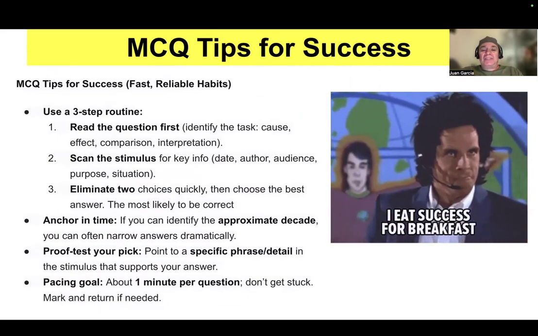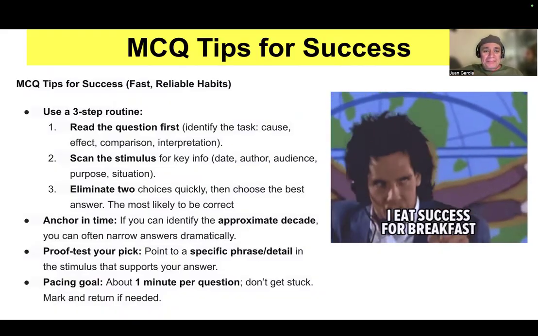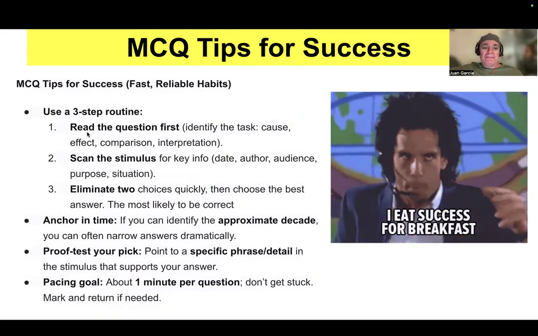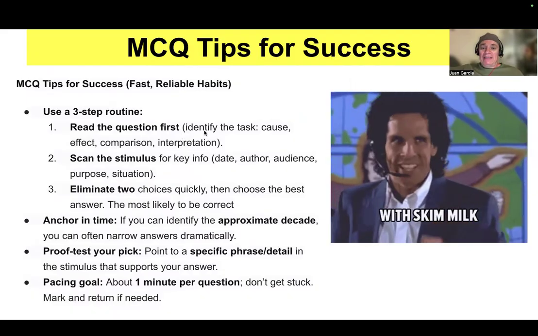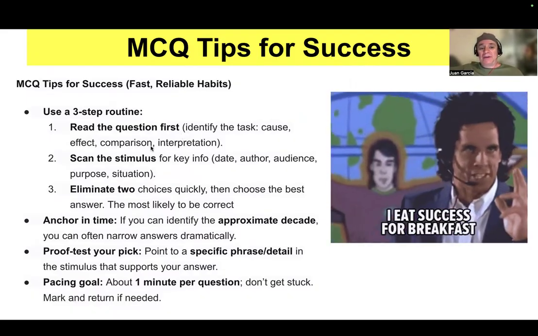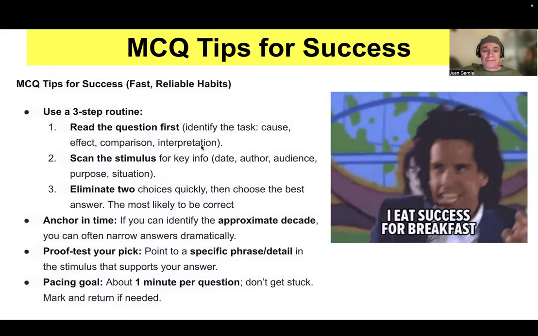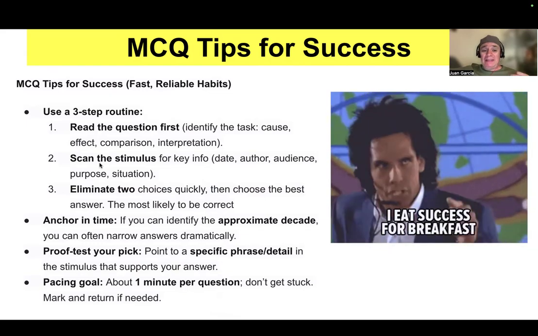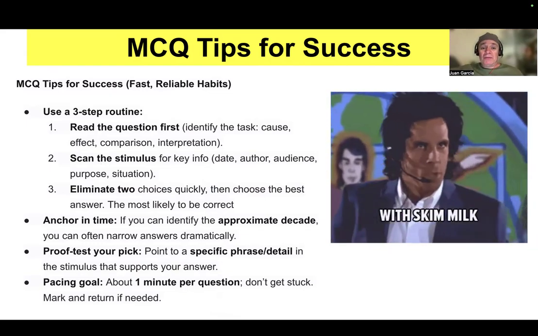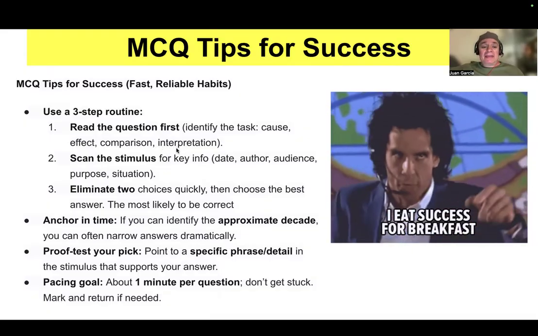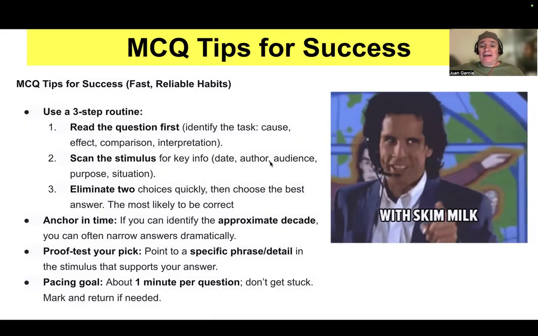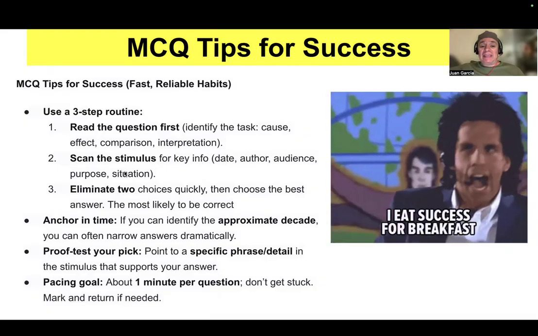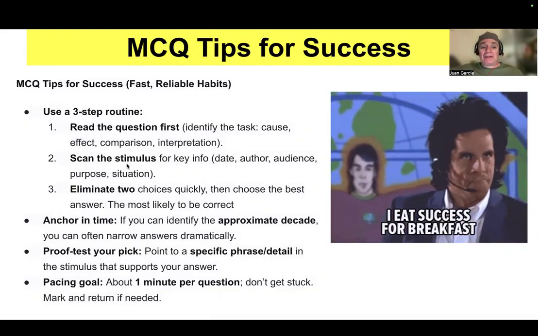Okay, more tips for success for the MCQ. Fast, reliable habits. Use a three-step formula. You can use any formula you want, but read the question first. Identify the task: cause, effect, comparison, interpretation. What is the question asking you to do? Maybe you need to read the stimulus. Sometimes you don't need to read it completely if you know the attribute, if you know the author, the date, etc. So look for key information like date, author, the audience, the purpose, the situation.